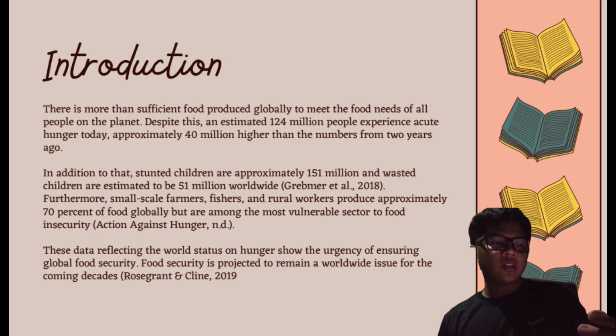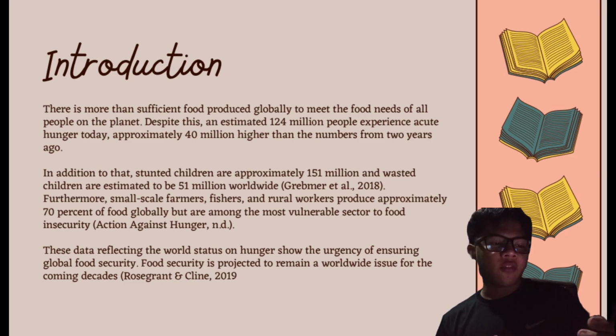There is more than sufficient food produced globally to meet the food needs of all the people on the planet. But despite all of this, 124 million people experience acute hunger today, approximately 40 million higher than the numbers from 2 years ago. In addition, stunted children are approximately 151 million, and wasted children are estimated to be 51 million worldwide.